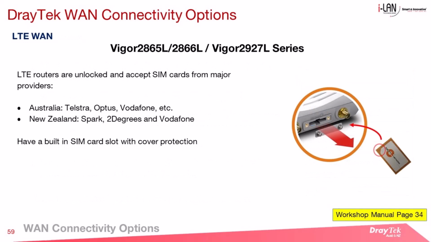And here we see that here. We have the LTE WAN in the 2865L, 2866L and 2927L series, which have a built-in SIM card slot. So these routers are unlocked and accept SIM cards from all the major service providers.